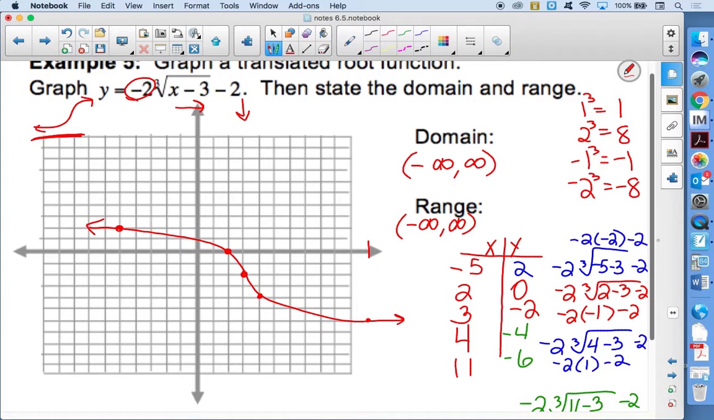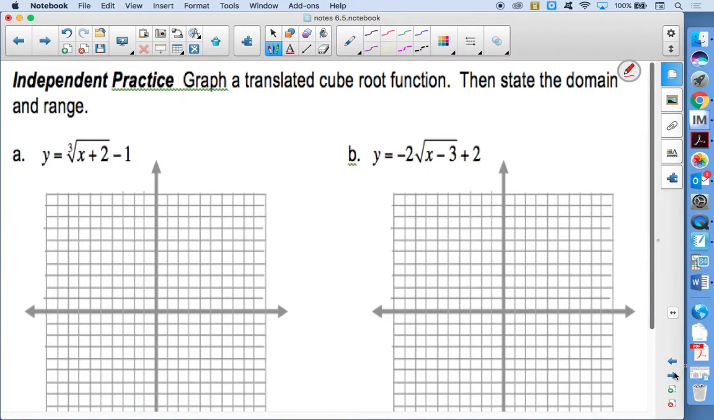So what I'd like you to do is to go down to the bottom 2 questions. I think the hardest part is making the t-chart, picking the x value that goes in.